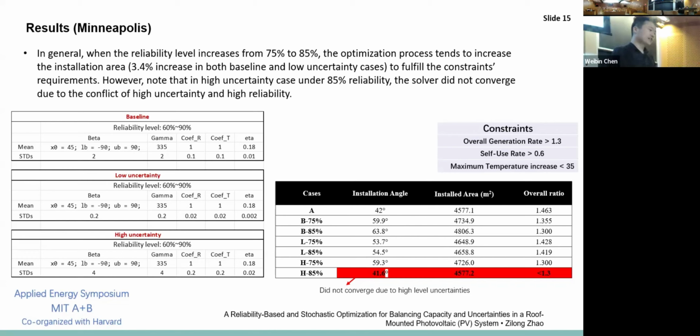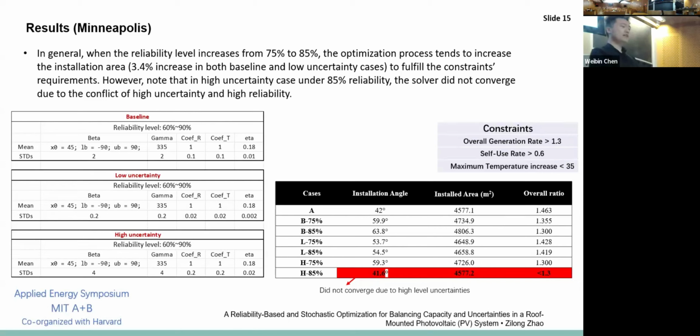The table shows when the reliability level is the baseline case, the low uncertainty case, or the high uncertainty case, and how the standard deviations change. As you can see, in low uncertainty cases, the standard deviations are pretty low, like 0.2 for the azimuth angle and 0.02 for the coefficients profile. And in high uncertainty cases, they are pretty high.